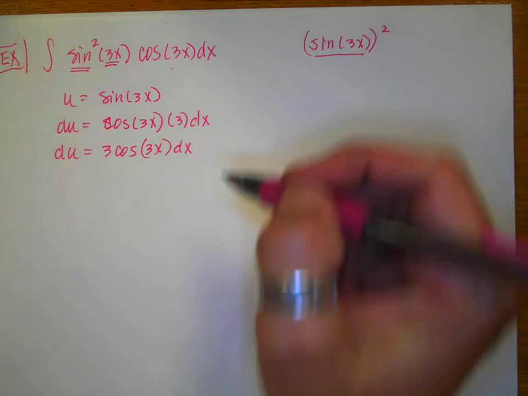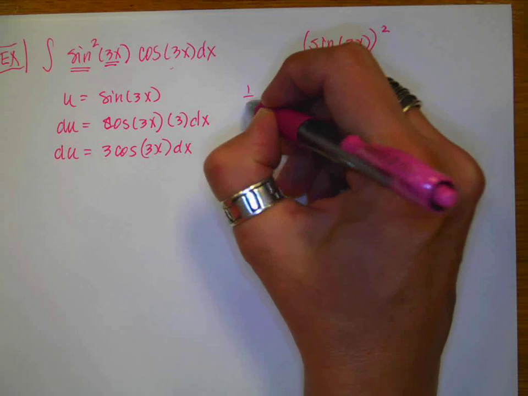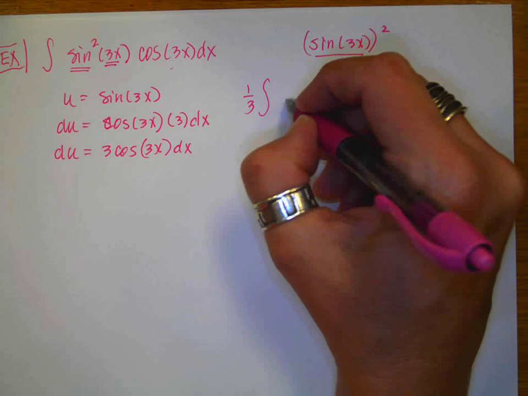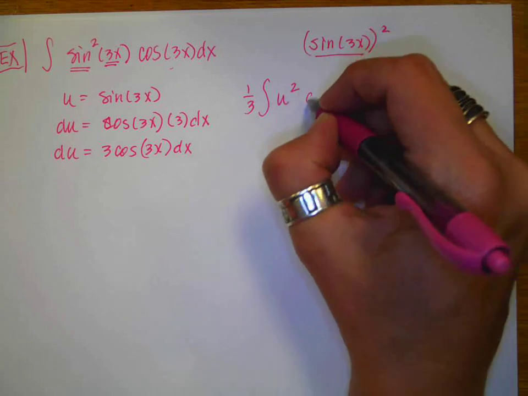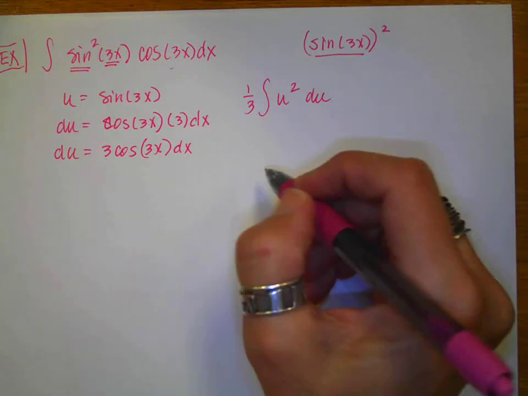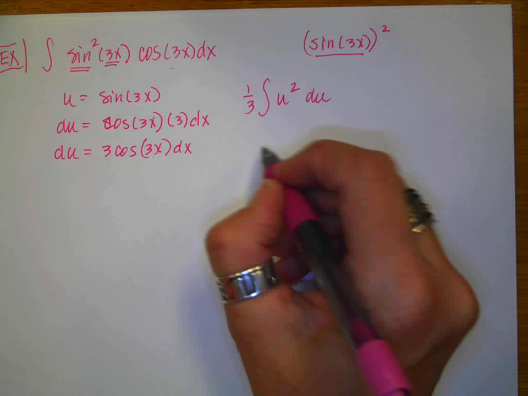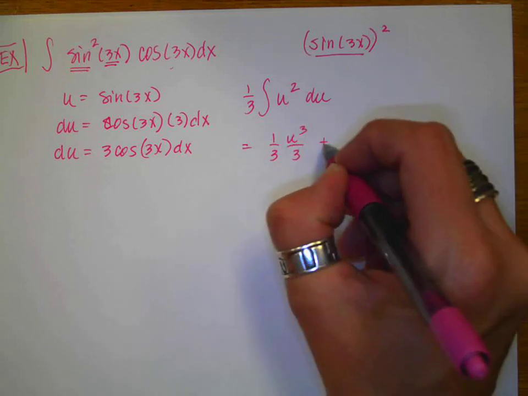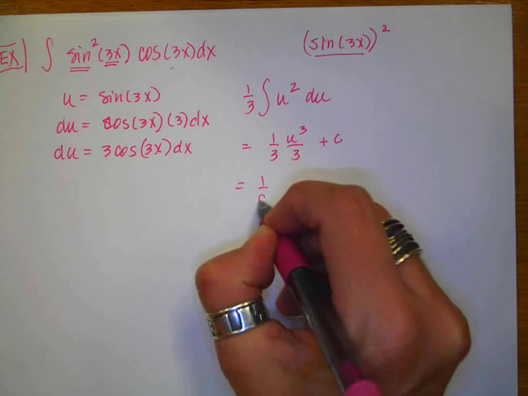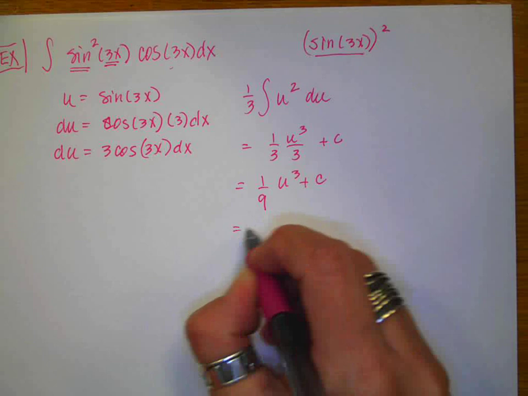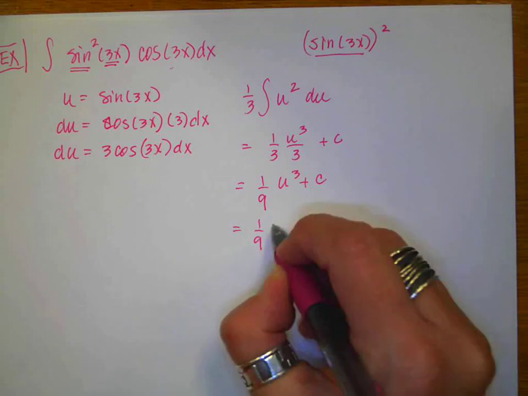If you'll notice, I'm missing the 3. So if I rewrite my integral, I'm going to put a third on the outside. Sine squared, or sine is my u, so u squared du. I chose not to rewrite it with the 3 on the inside because I think you probably understand at this point. So if I integrate this, I'm going to get 1/3 u to the 3 over 3 plus c. So I get 1/9 times u to the 3rd plus c.